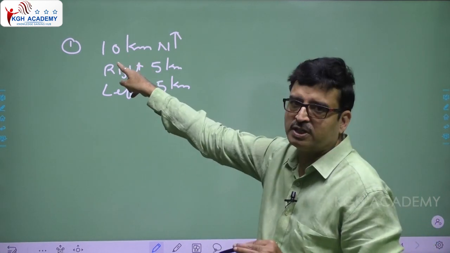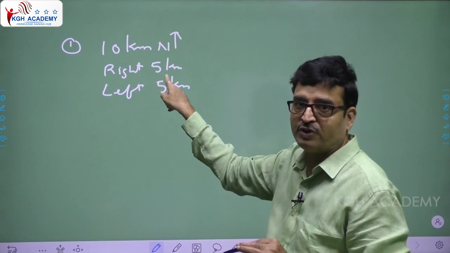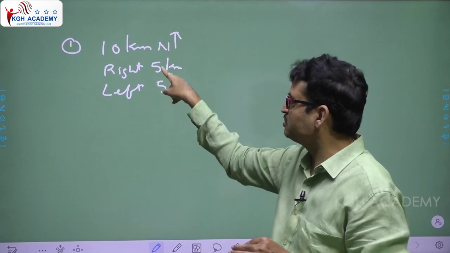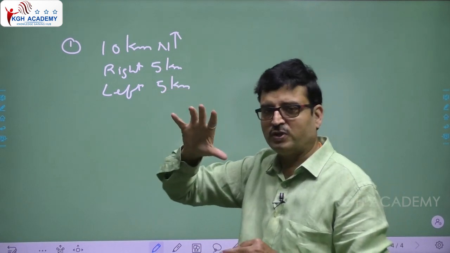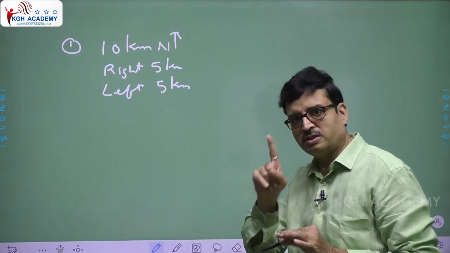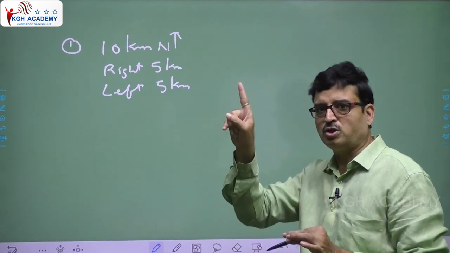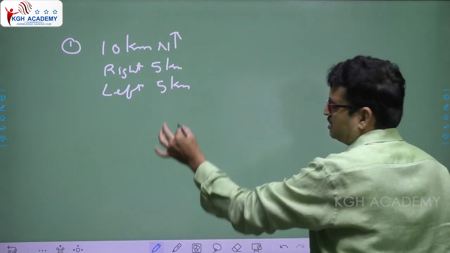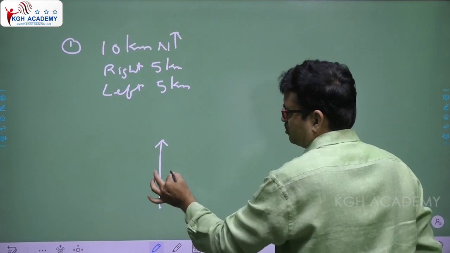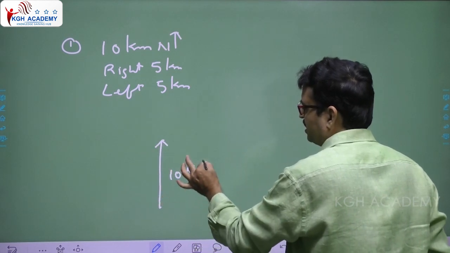You see, this is 10 kilometers. Now look here, it is 5 kilometers. So 5 means exactly half of 10. Again 5, exactly half of 10. This 5 and this 5 are equal. So while mapping it, you have to be very careful. Whenever we say north, take it to the top. Clear? So 10 kilometers north. I take it this way. So this is 10 kilometers in the north direction.